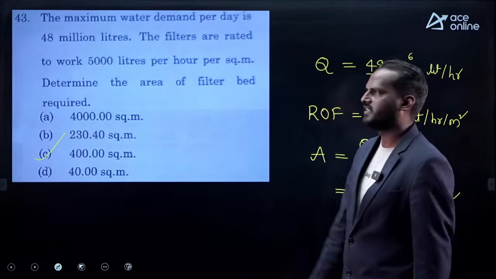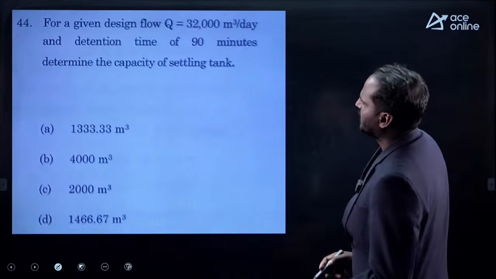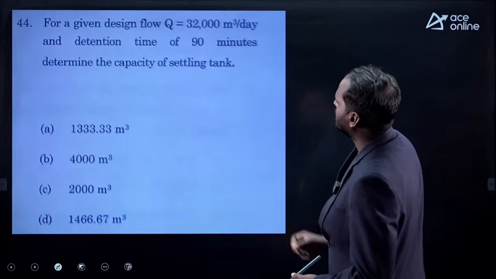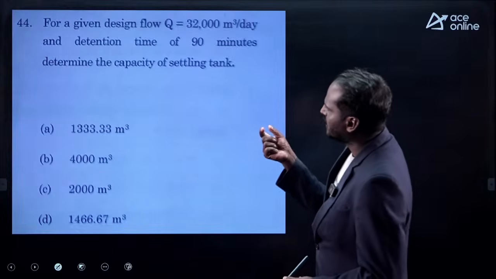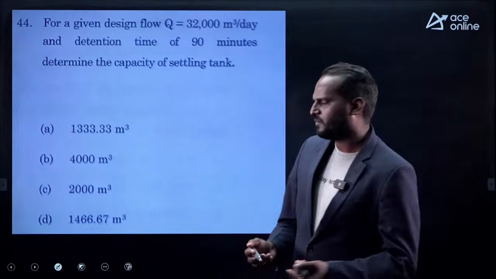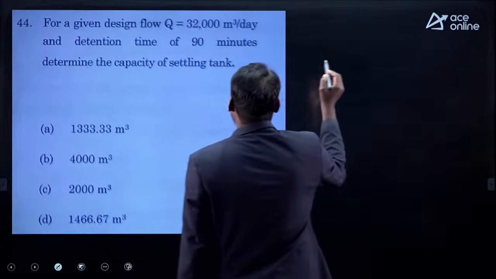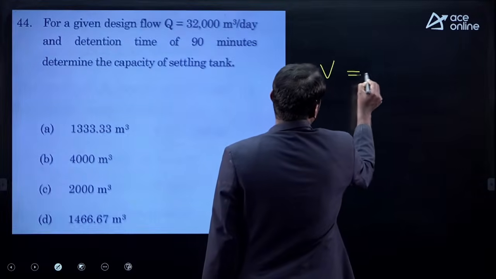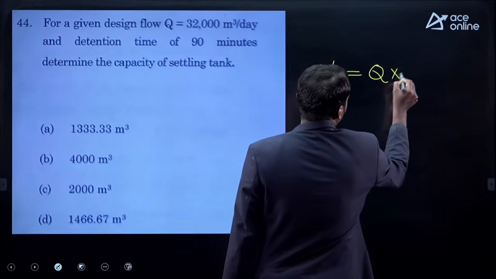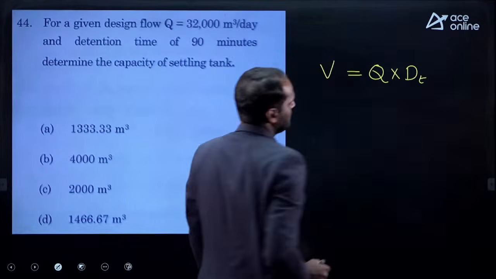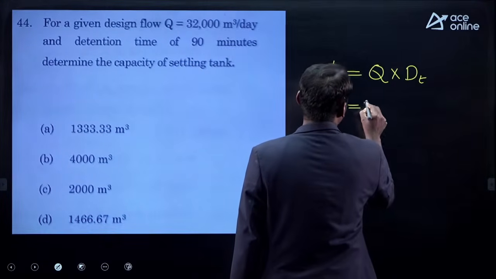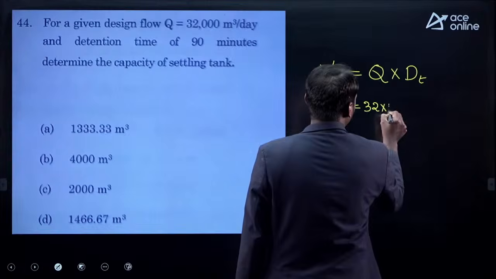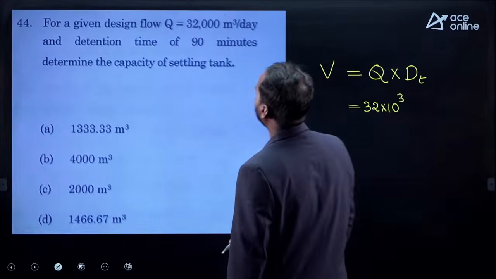Easy calculation, very easy. Next, for a given discharge design flow of 32,000 and the detention time of 90 minutes, determine the capacity of the settling tank. Simple question, with the units you can play. He is asking about the capacity. V equal to, you know, Q times detention time. This is the easy thing. What is the discharge Q given? 32,000 meter cube per day, that is 32 into 10 cube meter cube per day.